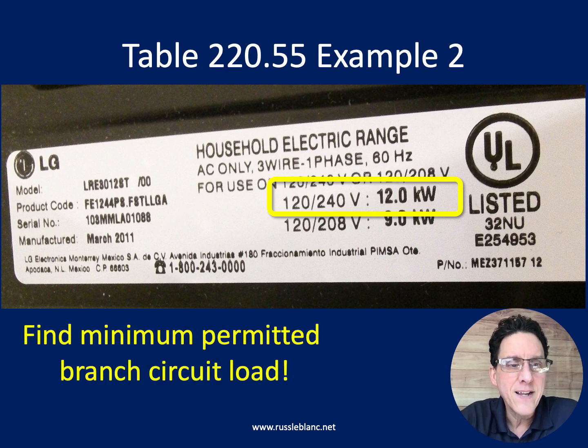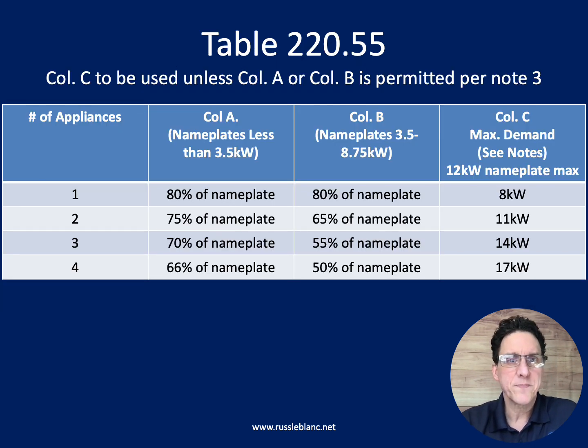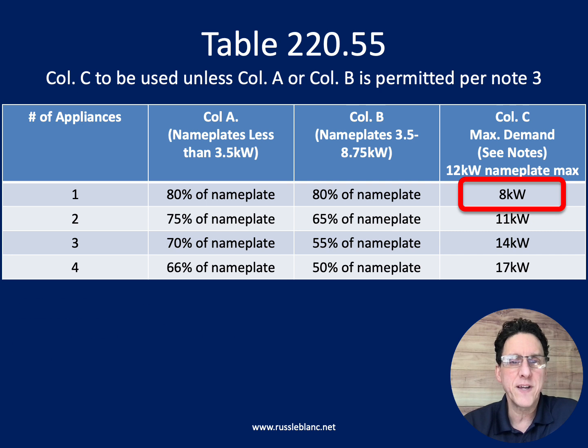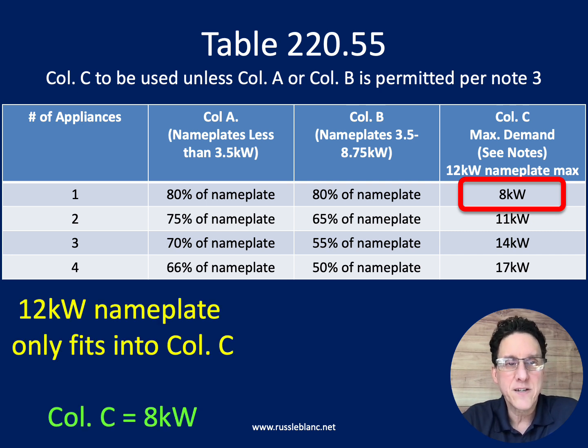Again, find the minimum permitted branch circuit load. If you want to pause the video here, you can, and try plugging this information into table 225 and see what you come up with. And restart the video when you're ready. All right. If we plug that 12 kW nameplate in, the only place it fits is column C. It doesn't fit in column A. It doesn't fit in column B. So the answer again is 8 kW. So we had two nameplates, a 10 kW and a 12 kW, both with the same 8 kW calculated load.